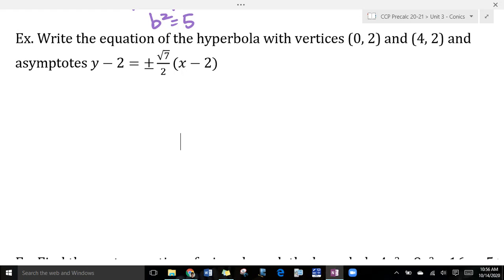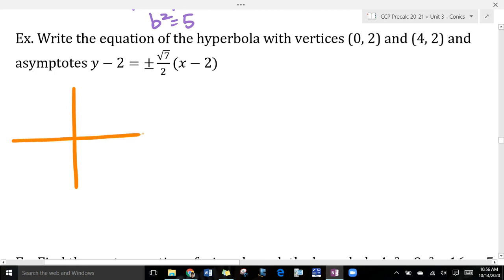Now let's reverse the process just a little bit. This time I want to write the equation of a hyperbola, but I know some different parts to it. Now again, like I've said several times, I'm more visual and I would like to see these things on a graph so I can start interpreting really what that means about my hyperbola. So I'm going to draw my points. So vertices at (0, 2) and (4, 2).